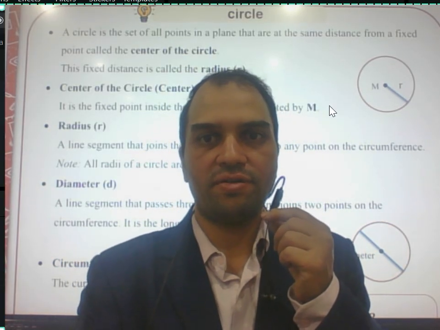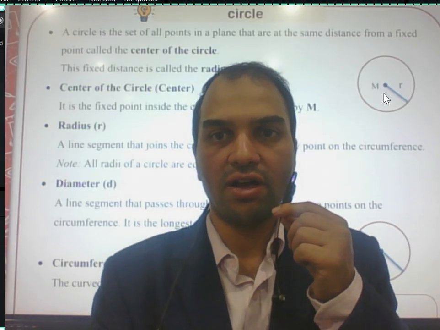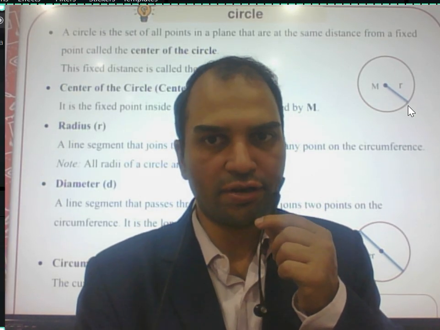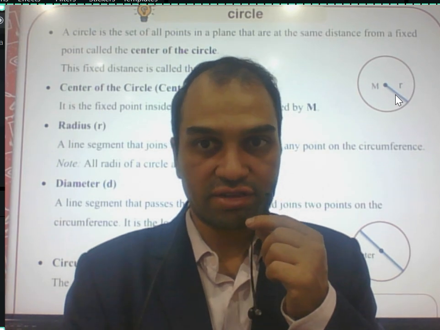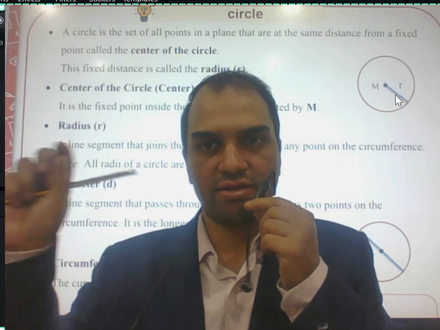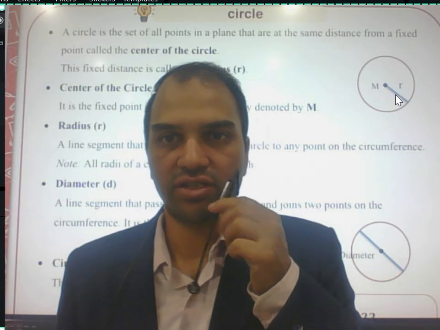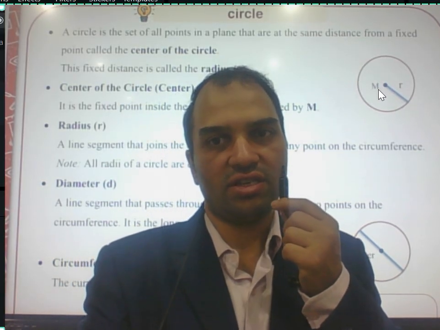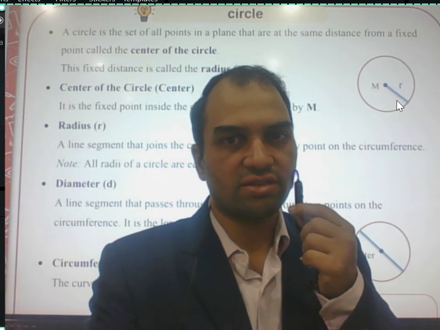Like the point here, M. M here is the center of the circle. And we need to join a line segment from M to any point on the circle. We call it what? The radius. The radius is the line segment joined between the center of the circle and any point on the circle. Like MC, we call this the radius, okay?